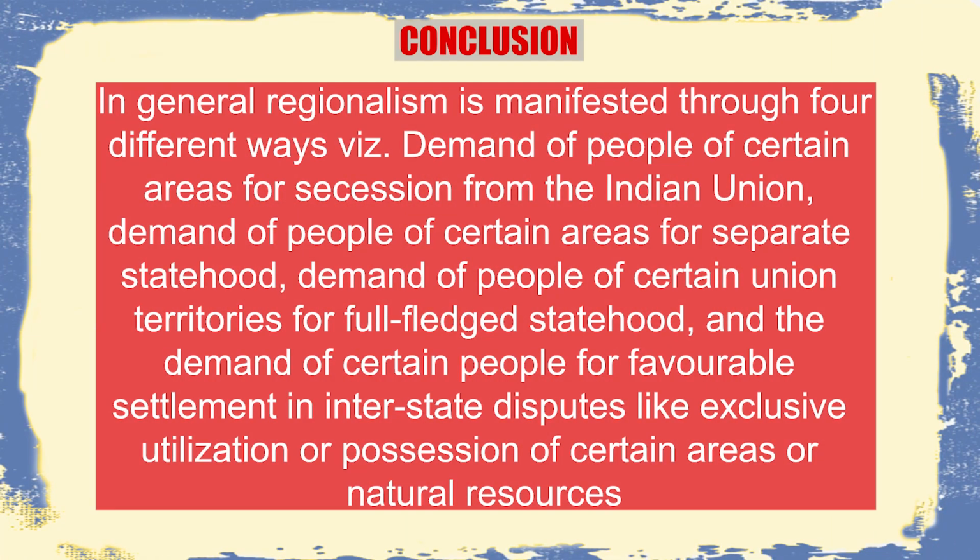What can we conclude from today's discussion? In general, regionalism is manifested in two different ways that we have already studied. Demand of the people of certain areas for secession from the Indian Union, demand of people of certain areas for separate statehood, demand of the people of certain areas for union territories, and if they are living in a union territory, the demand is to be upgraded to a separate state.